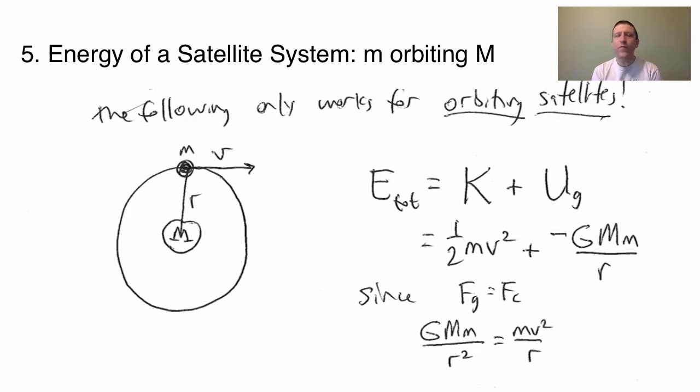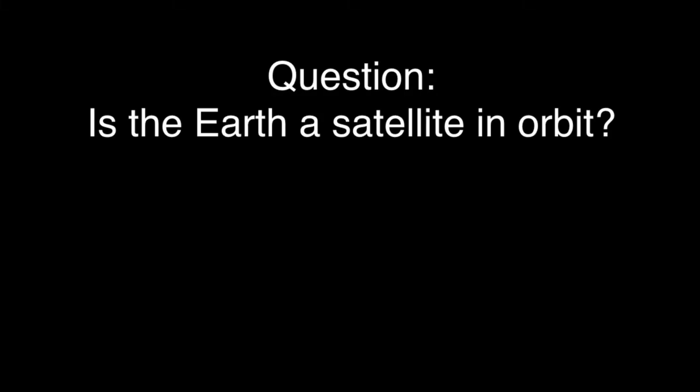This does not work for an object out in space. It only works for a satellite that is in orbit around another object. So here's a question. Is the Earth a satellite in orbit? Can we use these equations we're about to derive for the Earth and some other object?